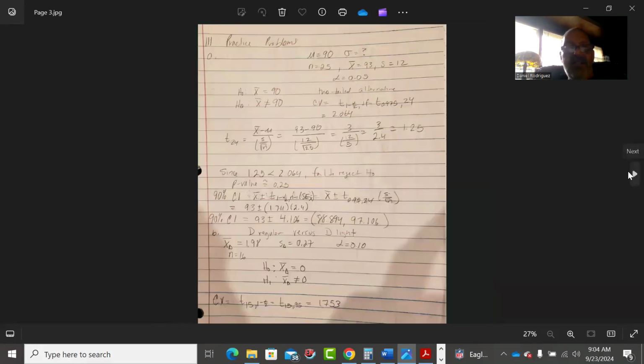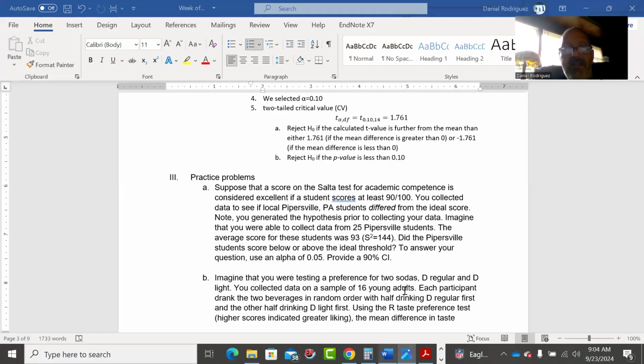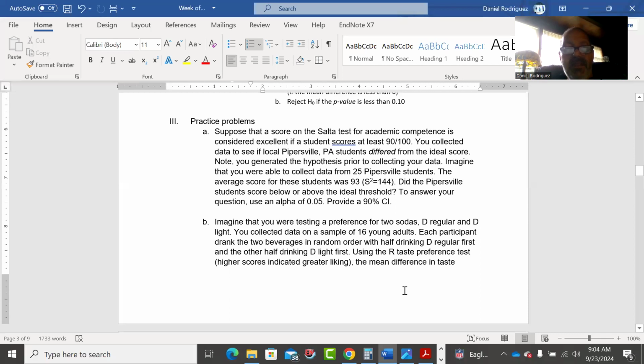Let's see, did I do the confidence interval? I didn't do the confidence interval for this. Here you have a couple of practice problems that you can work through. I'm going to provide you with all this information here so you can look at it for those practice problems. So let's go back here. There are 2 practice problems that you can work out.